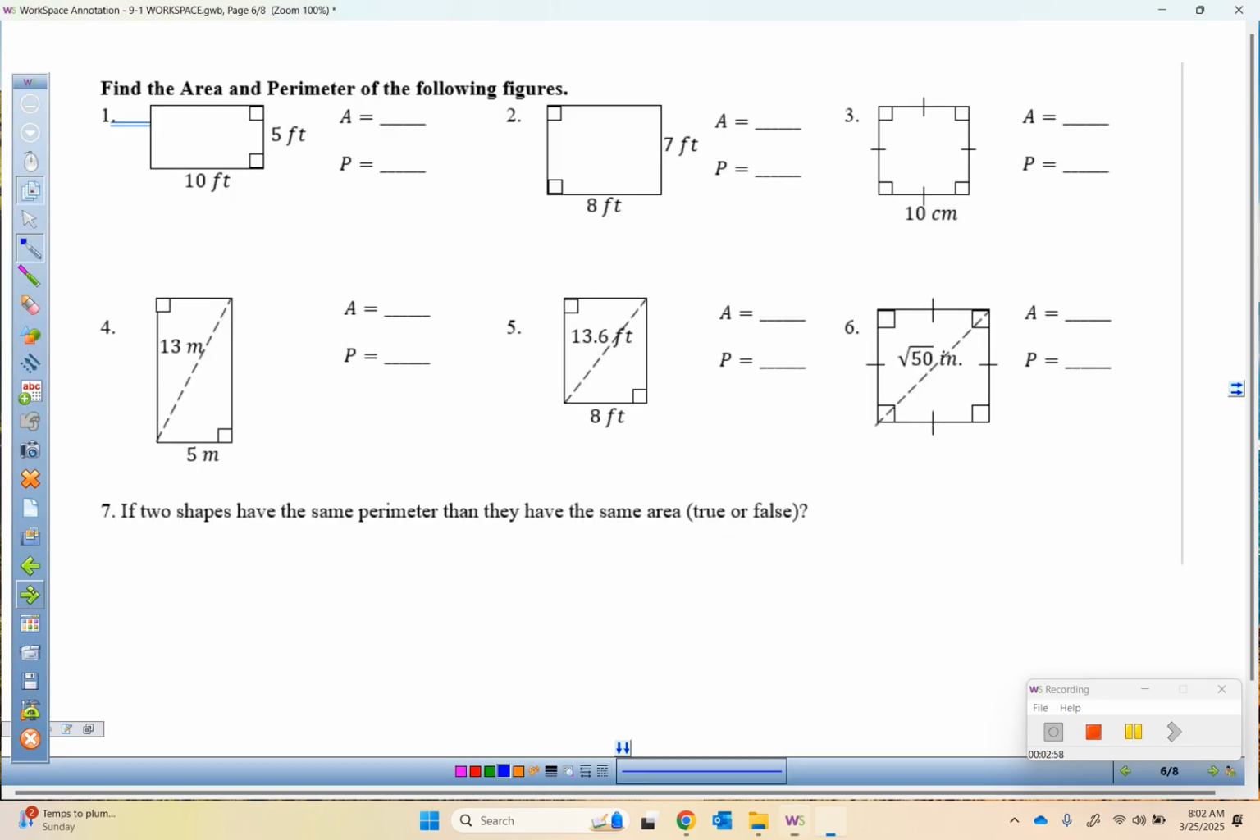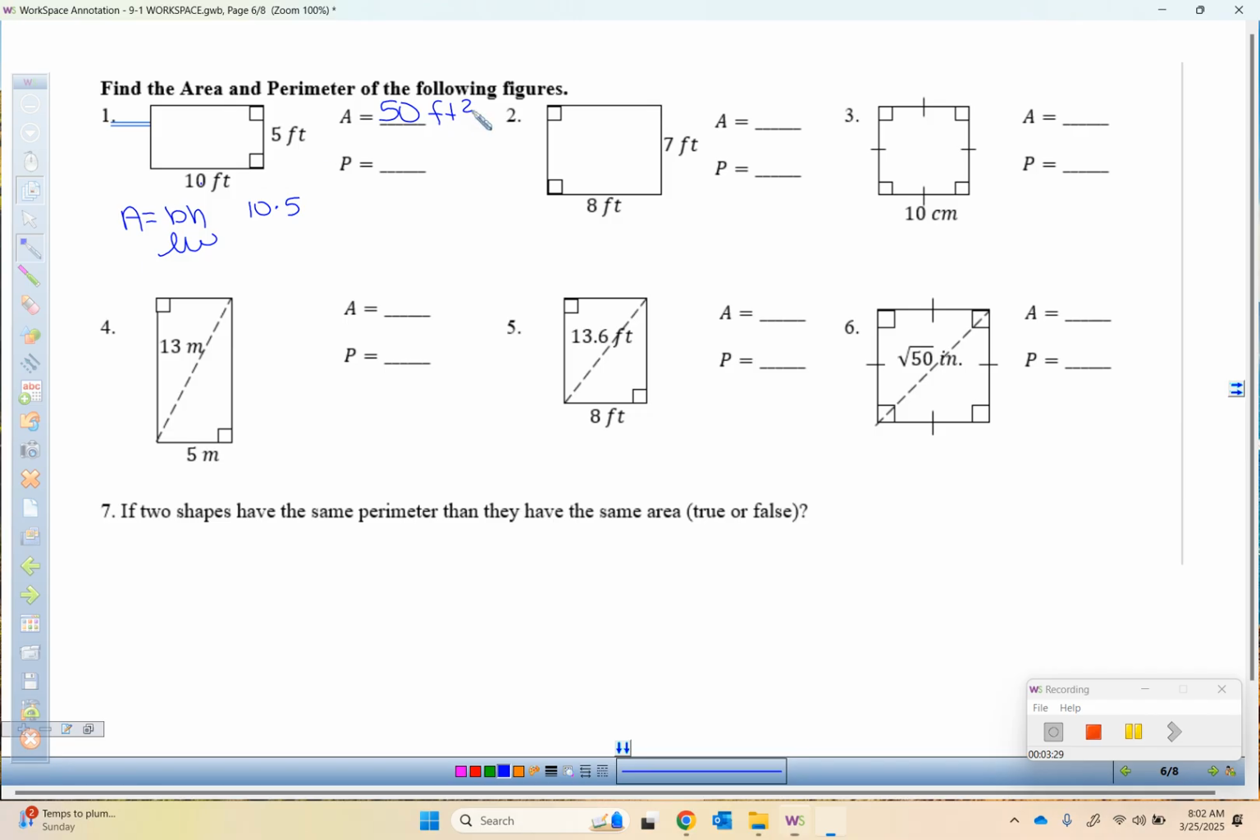All right, now we're going to be finding the area and perimeter of the following figures. Okay, so the first one, we do have a rectangle set here, and we talked about area. You can either call it base times height, or you can call it length times width, whichever one you like. And so this is just going to be 10 times 5, which is 50. We do need to label that 50 feet squared. Whenever we have 2 dimensions, we have a dimension here and a dimension here, that's squared.